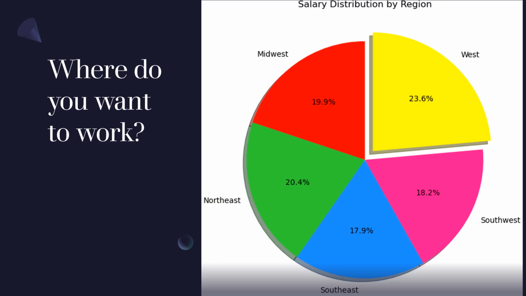So if we look here at this pie chart, which is a salary distribution by region, we can see that the West has the lion's share of the salary distribution. This doesn't necessarily mean that you're going to make more money at any job that you apply for in the West. What this means is that there is a high likelihood that you will be making more than you would elsewhere.